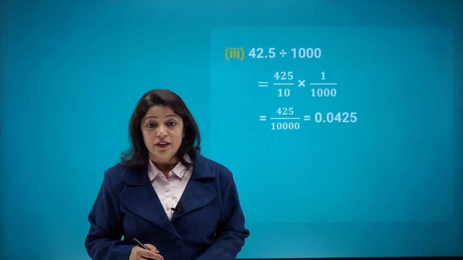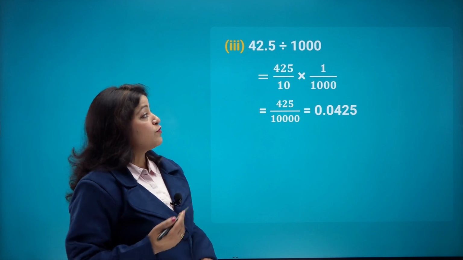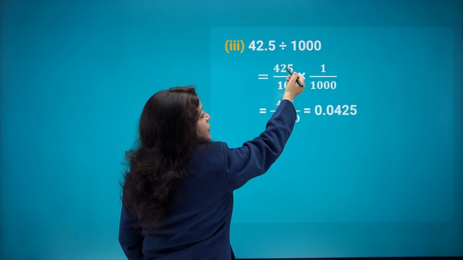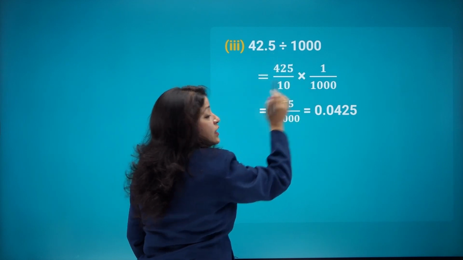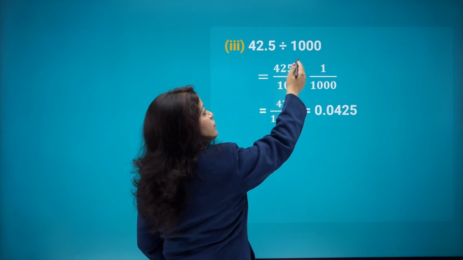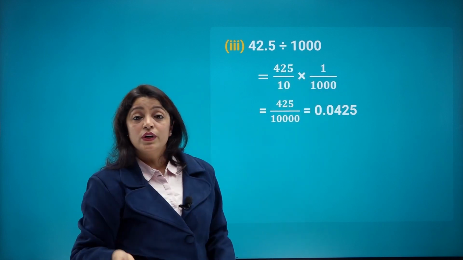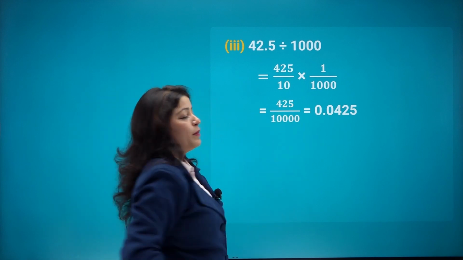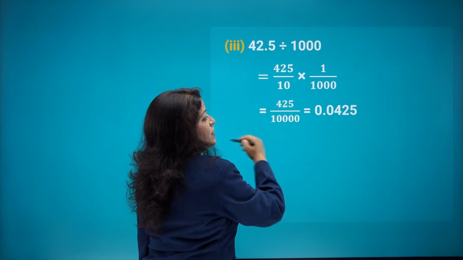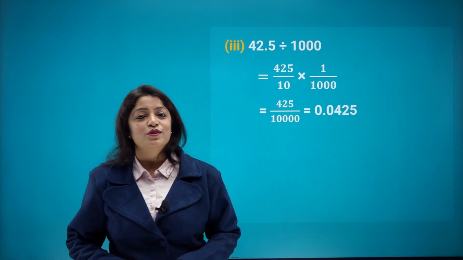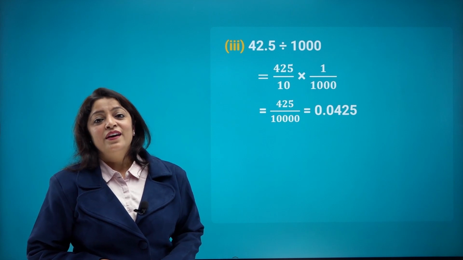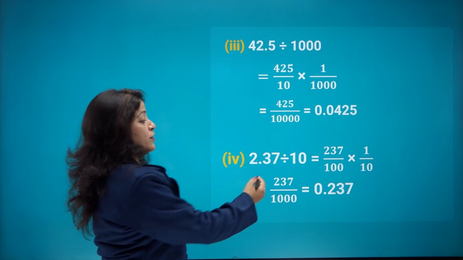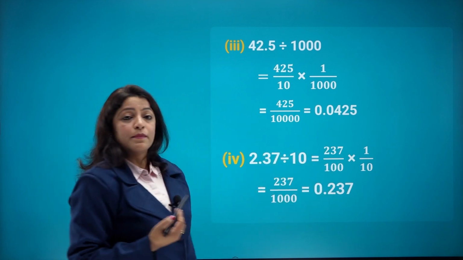Moving on to the next part with one more example. If 42.5 is divided by 1000, same way, we will remove the decimal and convert it to a fraction. Then division will be converted to the multiplication sign and 1000 will be written as its reciprocal. And just find out, there are 4 zeros in the denominator, so again it will shift 4 places and you will get the answer as 0.0425.